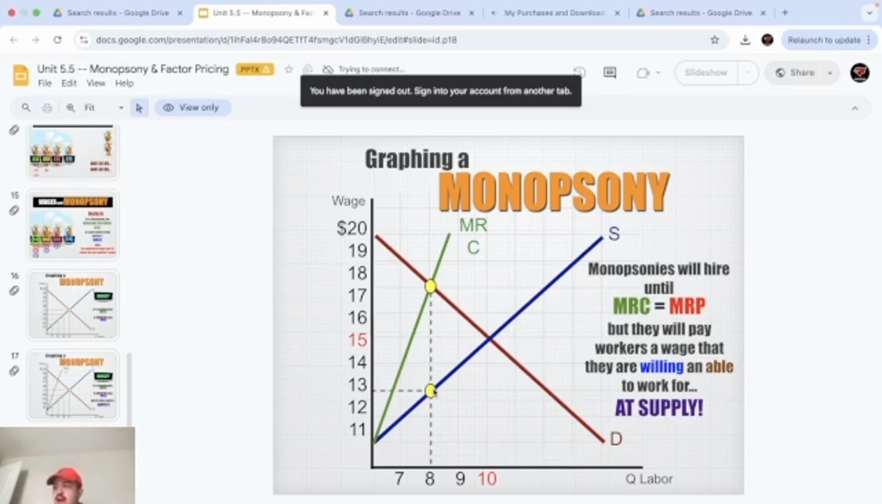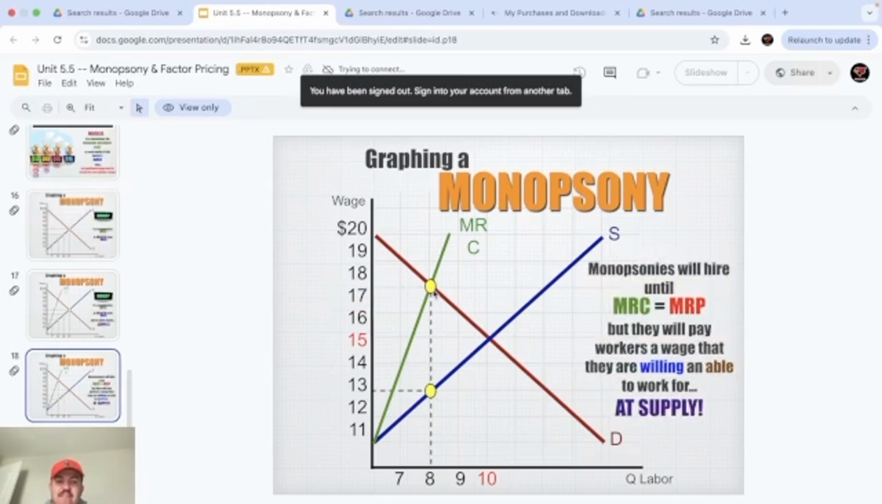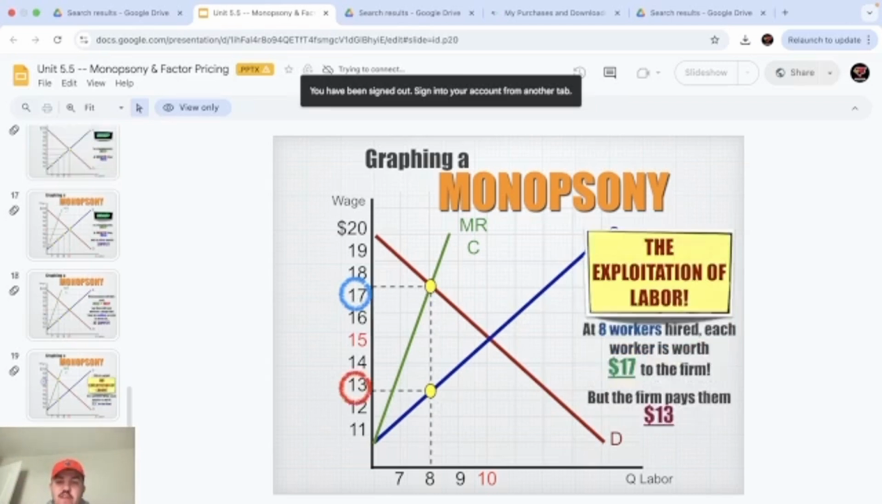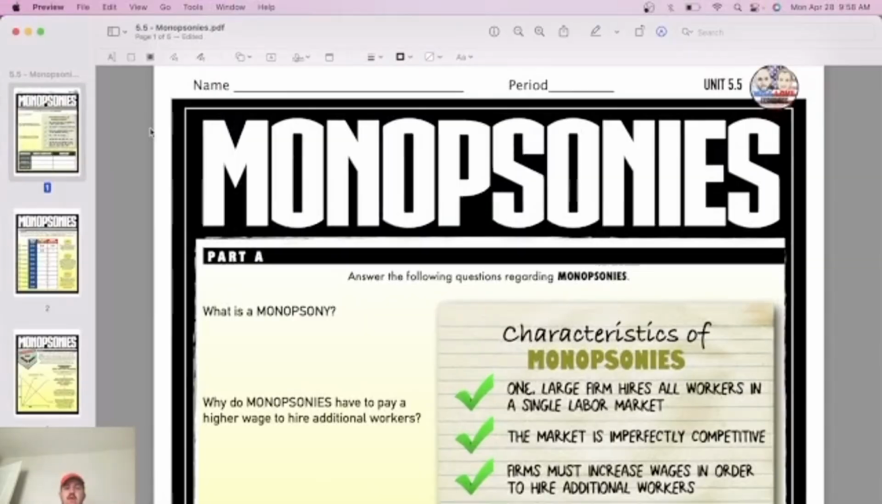One large firm hires all the workers. The market's imperfectly competitive. We must increase wages to hire additional workers, but we also have that power to not have to hire them up here. We can hire them a little bit more on the supply line because that's what they're willing and able to work for, okay? So this is the exploitation of labor. At 8 workers higher, each worker is worth $17 to the firm. However, we're only paying them $13 a pop. Okay, let's take a look at this.